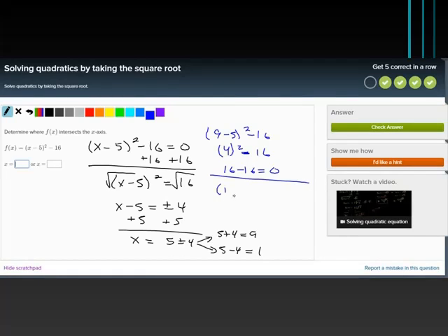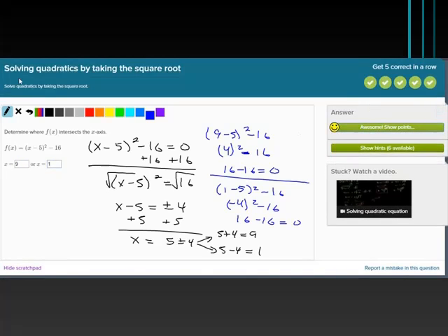Now let's do the other one. So now I do 1 minus 5 squared minus 16. 1 minus 5 is negative 4. Negative 4 squared is 16. 16 minus 16 is 0. So they both check. So my answers are 9 and 1. And we've completed the topic.